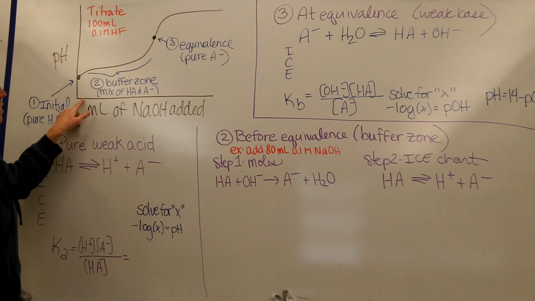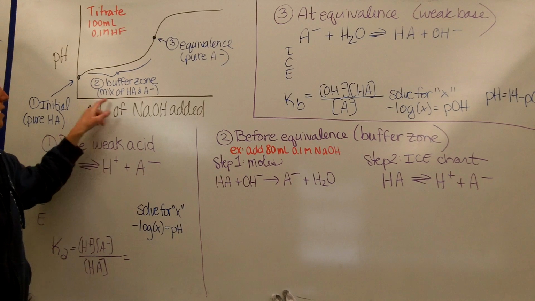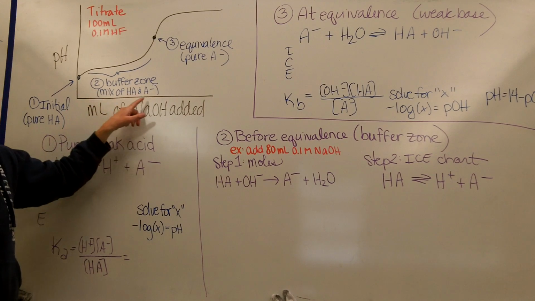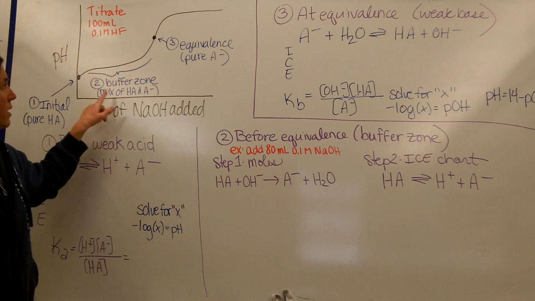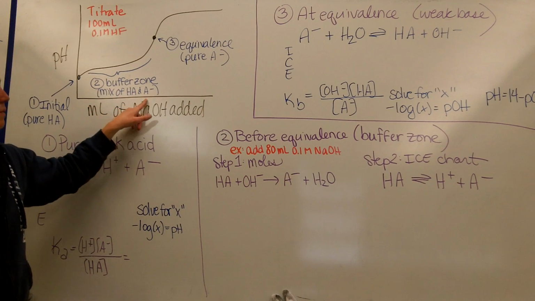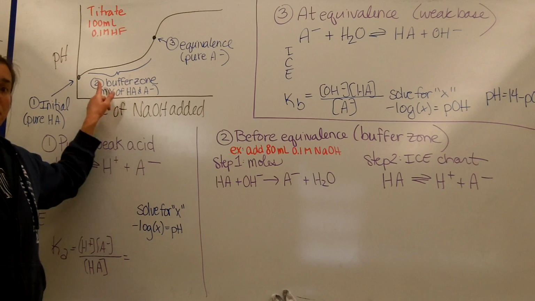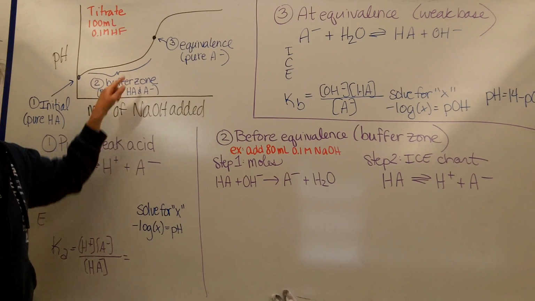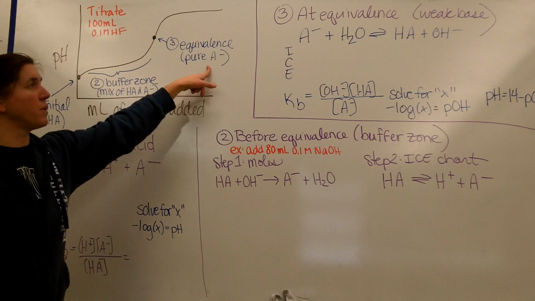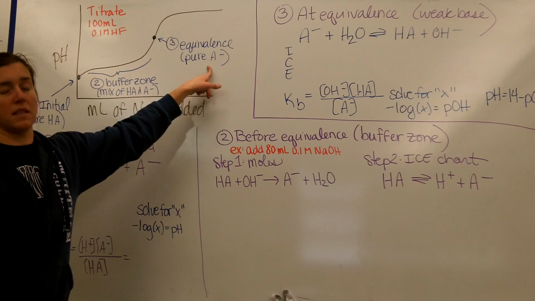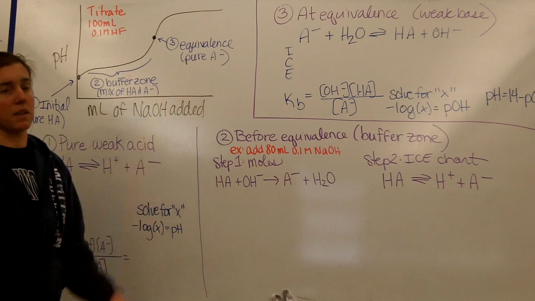The second would be to calculate the pH here in what we call the buffer zone. This is before you reach equivalence. And as we've learned now, before equivalence we have both HA and A- present, and so that actually makes it a buffer in this zone, which is why the pH isn't changing very rapidly. And then at equivalence you are left with pure weak base left behind. You're left with the conjugate base.